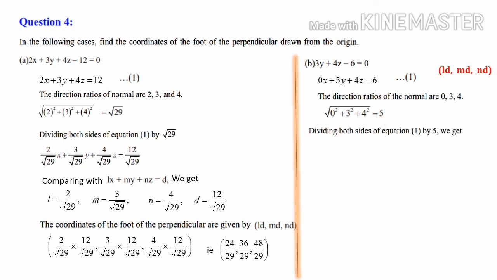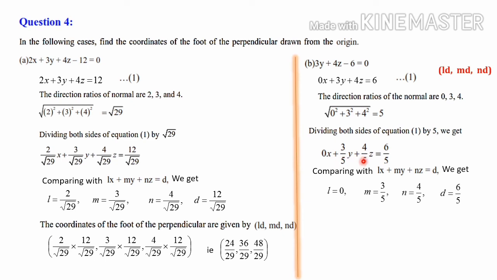So let's divide it by 5. Then 0 by 5 into x, that is 0x. Then 3 by 5 into y, that is 3 by 5 y. Then 4 by 5 into z is equal to, here 6 is on the right side, so 6 divided by 5. We are dividing both sides of equation number 1 by 5. Then we can compare it with Lx plus My plus Nz is equal to d. We will get L is equal to 0, M is equal to 3 by 5, N is equal to 4 by 5, and finally D is equal to 6 by 5.